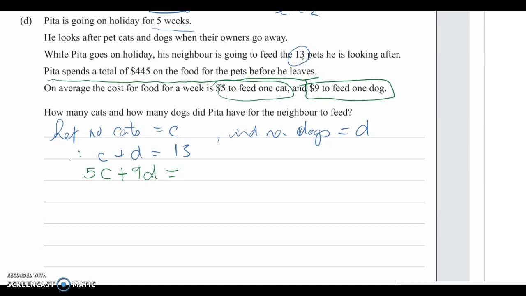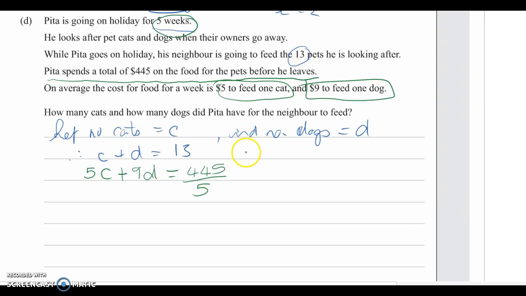So how long is he going to be away for? 5 weeks. So it's going to be $445 divided by 5, because this is only for per week. So you could either times each of those by 5 or divide that whole thing by 5. And luckily that looks like it's divisible by 5, so I'm going to go with the dividing by 5. But either way would have been fine.